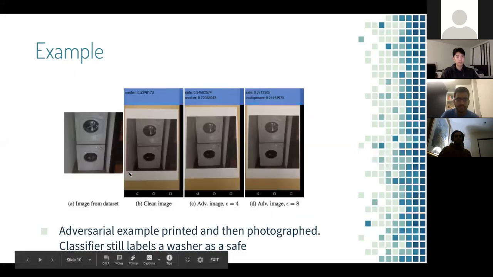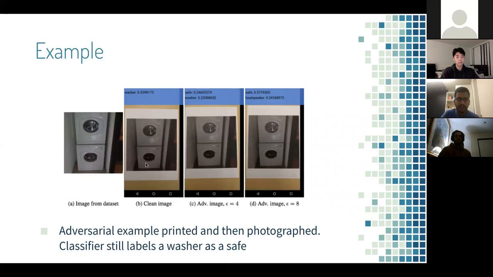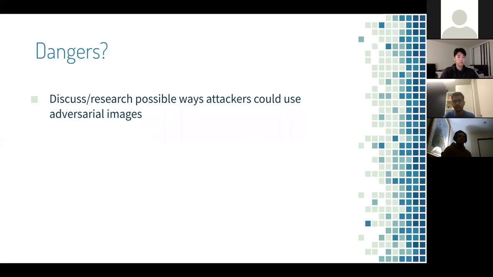So this is an example where you have a clean image that gets predicted as a washing machine. And after you apply some noise to the image, it predicts something completely else. It predicts that it's a loudspeaker. And even if you print out the corrupted image and take a picture of that again, it's still going to give you an incorrect classification. So there's definitely something going on here. And we should try to understand why exactly there are such problems.